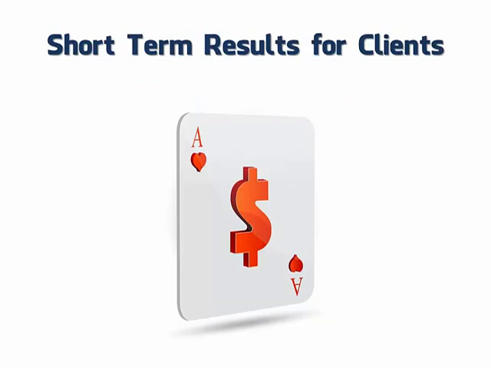And then finally, short-term results for clients. This is kind of my ace in the hole, or the ace up my sleeve. Whenever I have a client that has either a good Facebook page, a good email list of buyers, or the ability to create audiences that I know will get us short-term results, this is typically my foot in the door strategy with them.